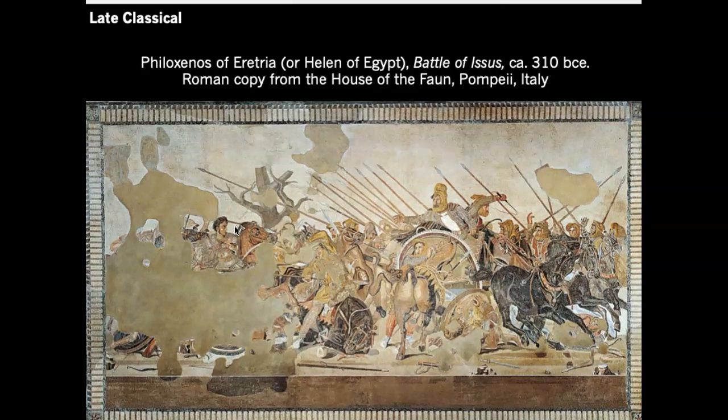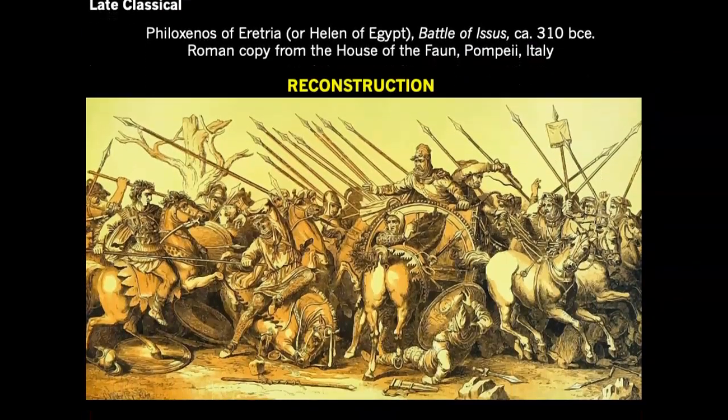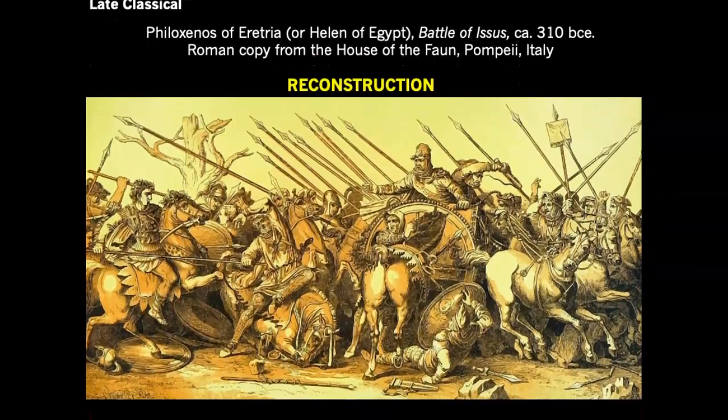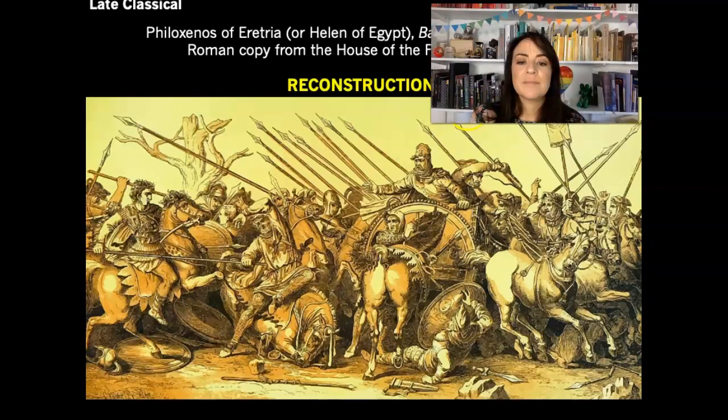Now, this artwork here is a Roman copy. The original was not a mosaic. The original was a painting. The original painting was done by either Philoxenos or Helen. But we don't have the original painting. The original painting is lost. What we do have is a mosaic copy. And so as art historians, we use the resources we have to then infer what we have lost.